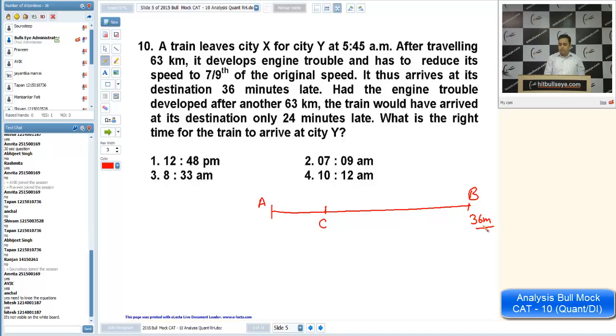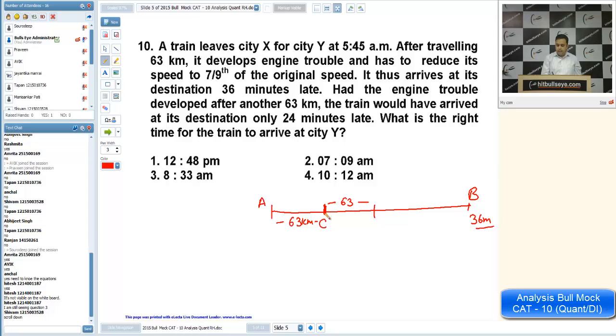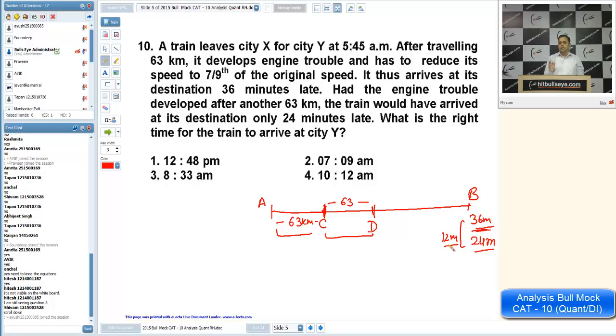Had the engine trouble developed after another 63 kilometers. Now this distance is 63 kilometers. Again this distance is also 63 kilometers. So if the trouble is at point C, the train will reach 36 minutes late, and if it is at some point D, it will reach here 24 minutes late. Since these two distances are same, I can safely say that after 63 kilometers, the time has been reduced by 12 minutes. That means every 63 kilometer interval will reduce the time by 12 minutes.